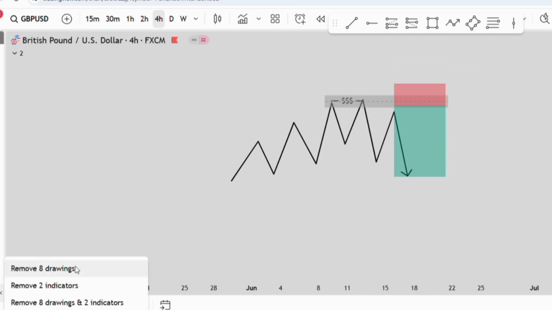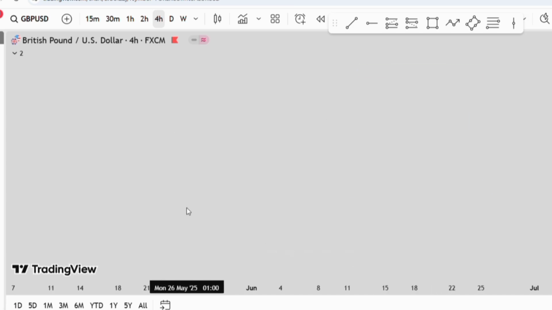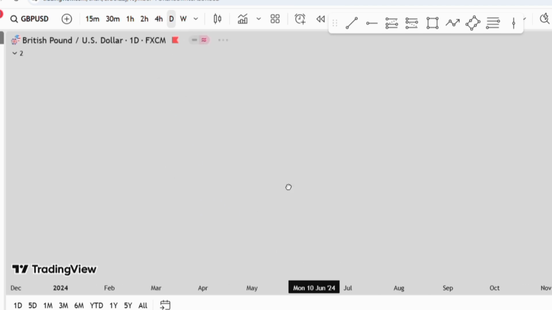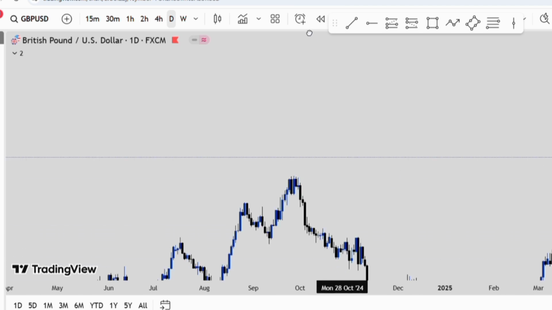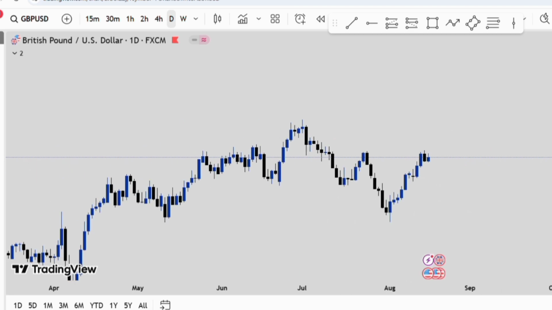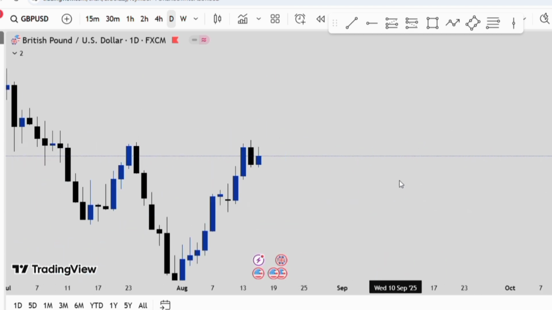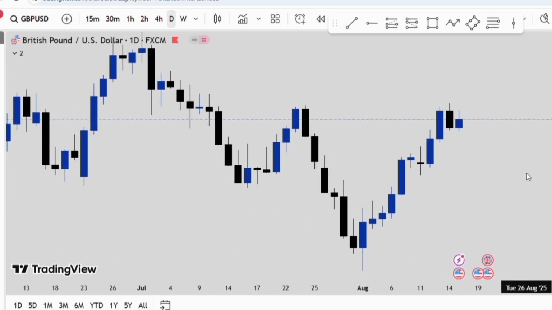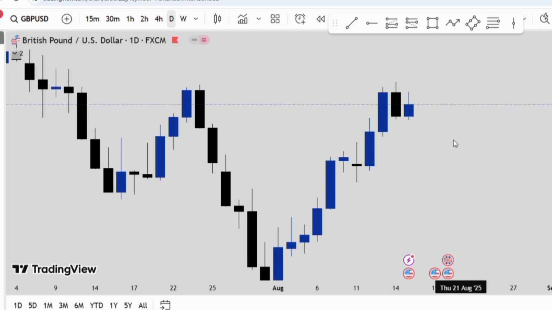Now we have 4 important liquidity zones that you need to learn. First of all is the previous day high and the previous day low. Now let's go to our chart for me to show you. The first important liquidity zone you need to know is our previous day high and our previous day low.